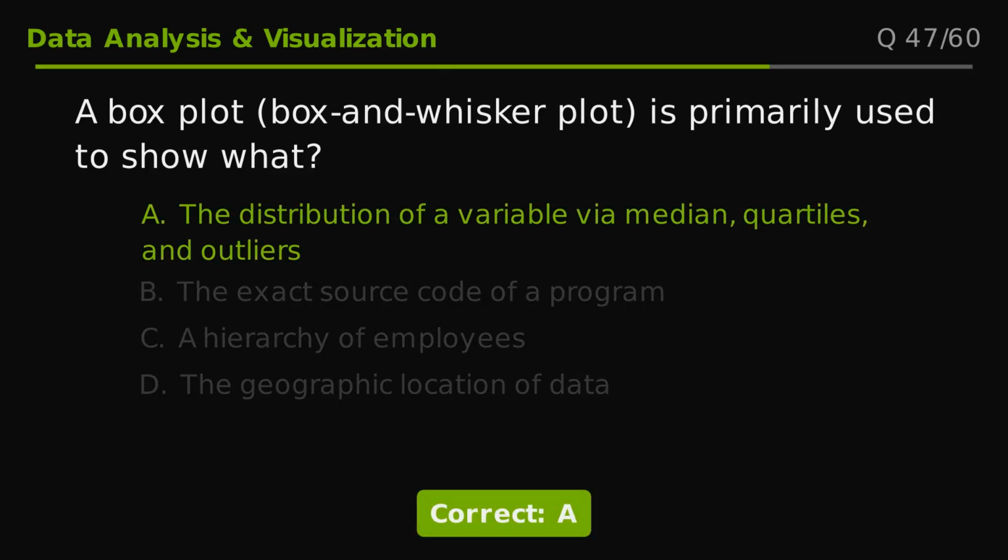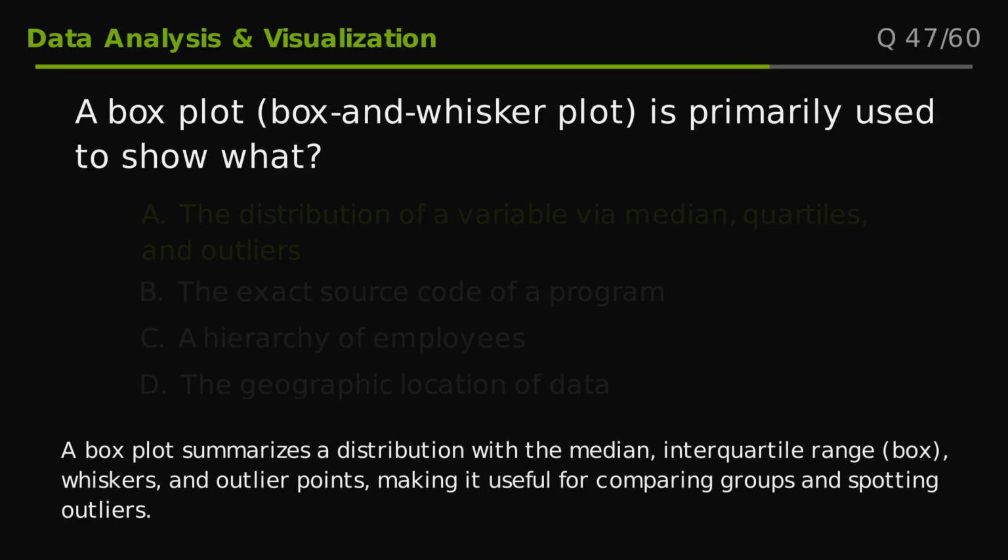The correct answer is A. A box plot summarizes a distribution with the median, interquartile range, box, whiskers, and outlier points, making it useful for comparing groups and spotting outliers.